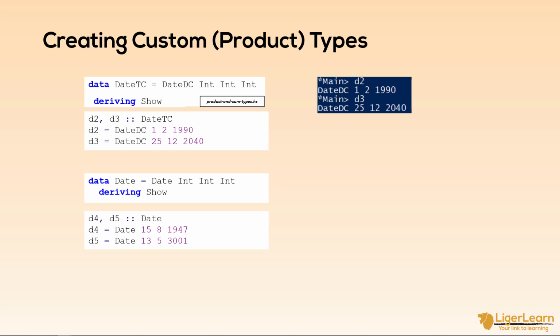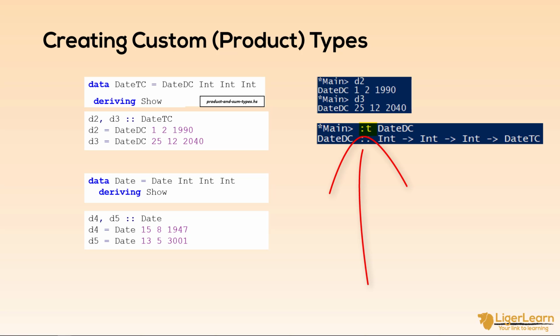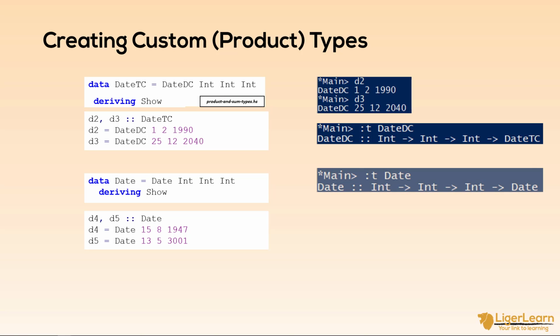The data constructor acts exactly like a function would. If we ask GHCI for the type of the data constructor DateTC, it responds by telling us that it takes 3 ints and returns a DateTC. And you can see, when we use the data constructor, it is just like calling a function. Remember, :t in GHCI is short for :type, so when we use the :t command, we are asking for the type of a value or a function. So when we ask for the type of the Date, like we do here, we get the response that it is a function which takes 3 ints and returns a Date.